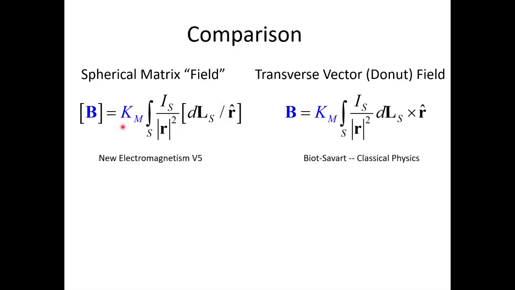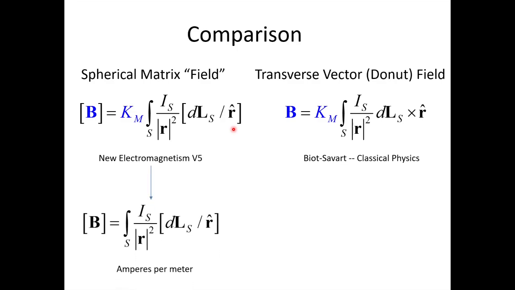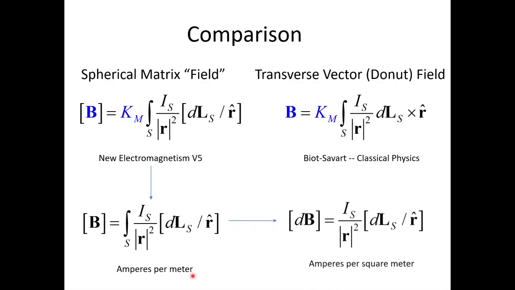Okay, and this is what, if you pull out the same component, it looks identical to this, except instead of having a donut-shaped field as given by the cross product, we have a matrix field, which is spherical. And this gives us the degrees of freedom necessary to get the correct answers for the latex experiment. Okay, now what's even more interesting is we can write this in natural units, and our magnetic field comes out to amperes per meter. And then if we take out the integral, it's amperes per square meter.